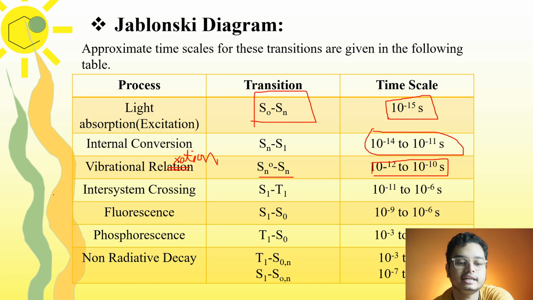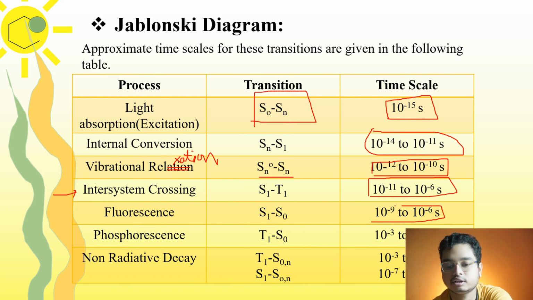Then comes intersystem crossing. Intersystem crossing means the singlet state to triplet state transition, and it actually takes a much higher time. Then come the radiative processes, fluorescence and phosphorescence. Fluorescence, that means the S1 V0 state to the S0 Vn state, takes 10 to the power minus 9 to 10 to the power minus 6 seconds.